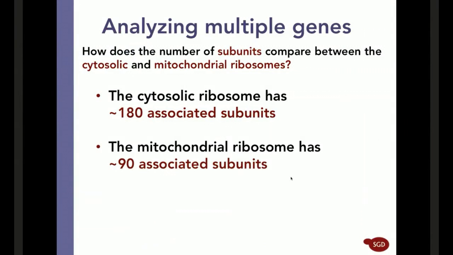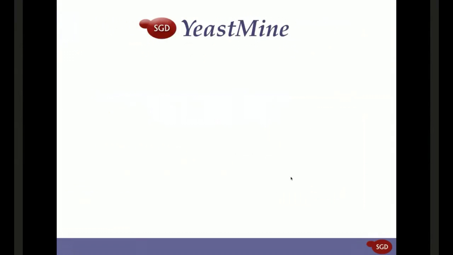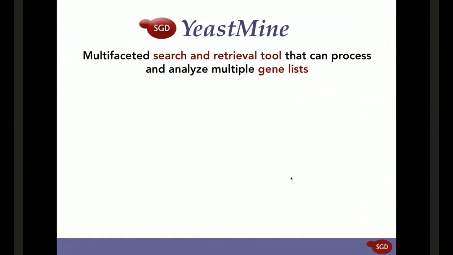Although there are many biological reasons this could be, a natural follow-up question to this discovery would be, are there any undiscovered subunits of the mitochondrial ribosome? Answering this question takes just 5 minutes by using one of SGD's tools called YeastMine. YeastMine is a multifaceted search and retrieval tool that can analyze entire lists of genes, thousands at a time. We won't be going over YeastMine in depth today, as we'll have much more on YeastMine in our next SGD webinar on May 4th, but I want to give you a brief overview of what it can do.